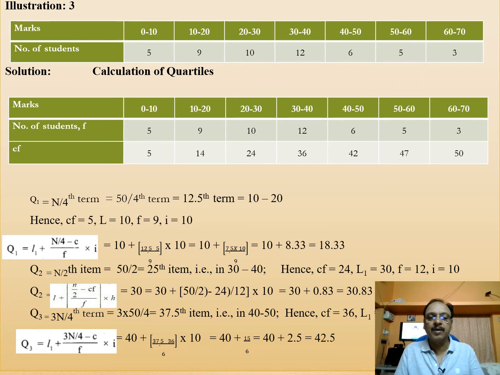Now apply the formula L plus (n by 4 minus CF) by F into i, and you will be getting this value 10 plus 8.33, that is 18.33.